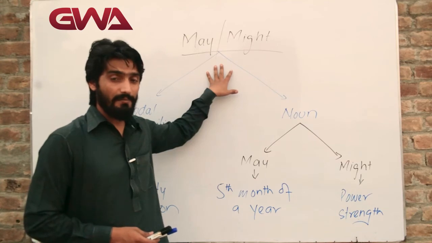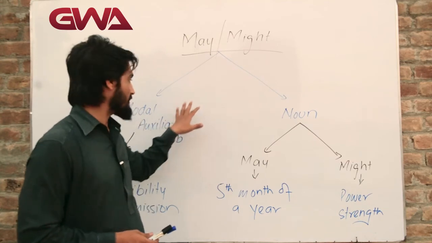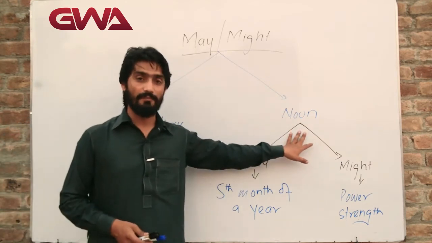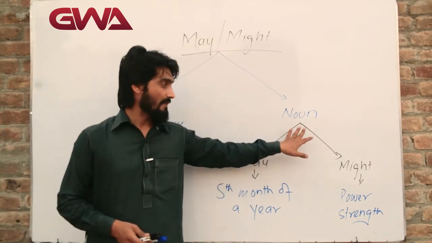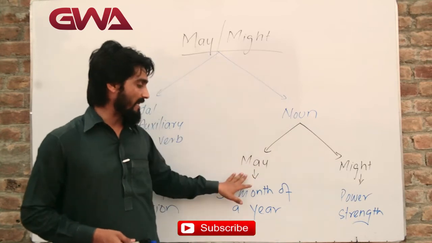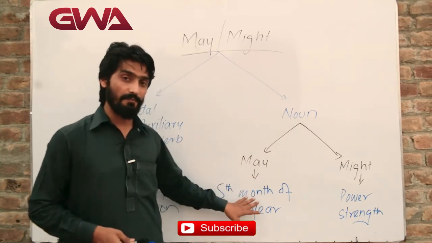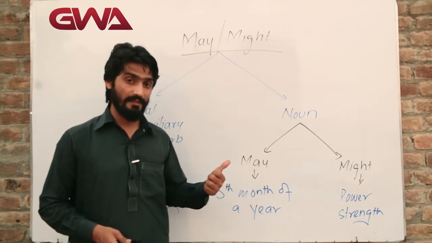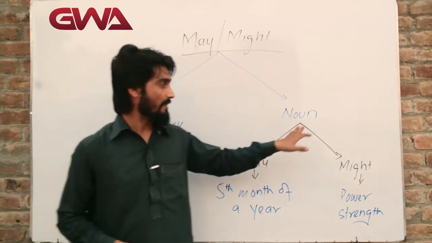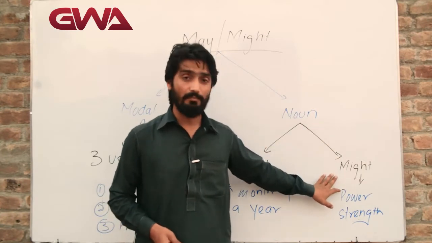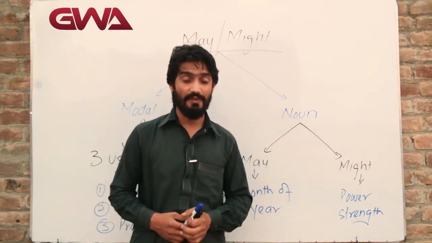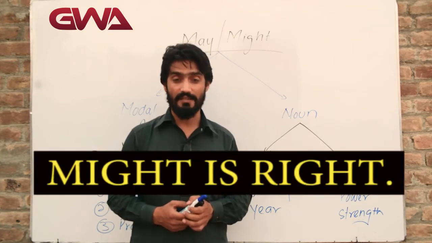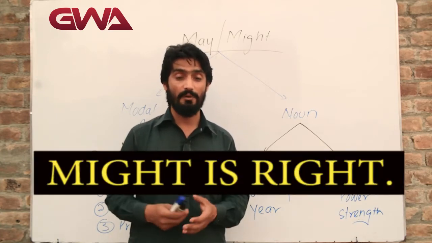May and might. We can use may and might as modal auxiliary verbs, and we can also use them as nouns. As a noun, may means the fifth month of a year: January, February, March, April, May. A month of a year. Whereas as a noun, might means power or strength. You might have heard a proverb, might is right. Here might means power.